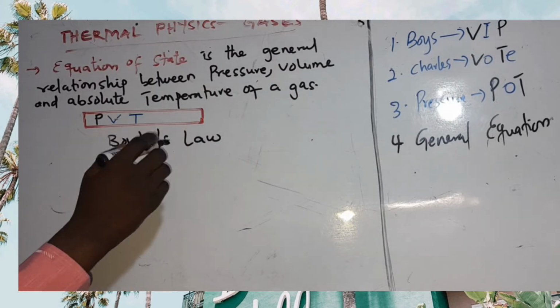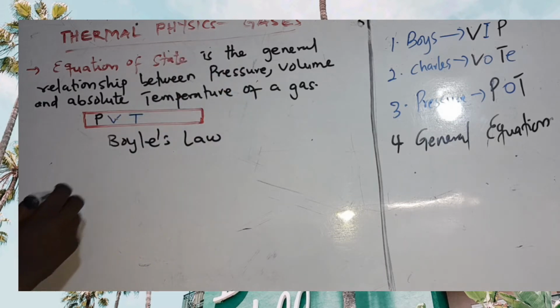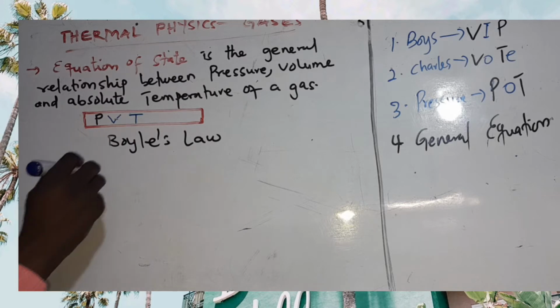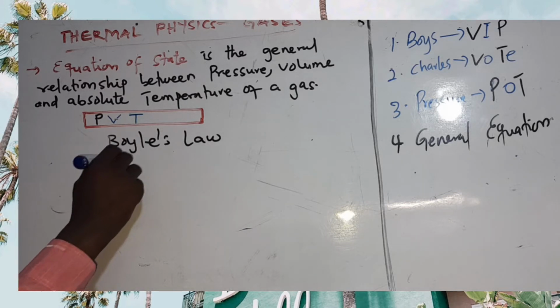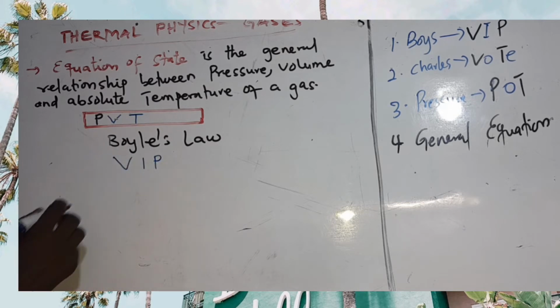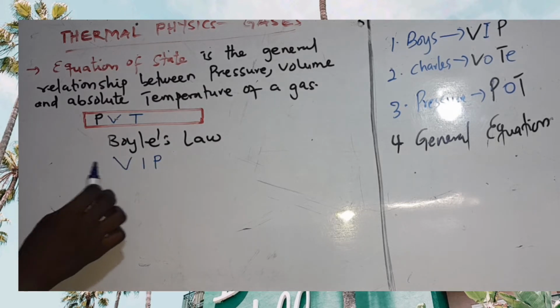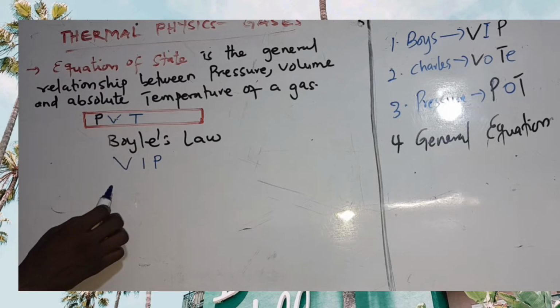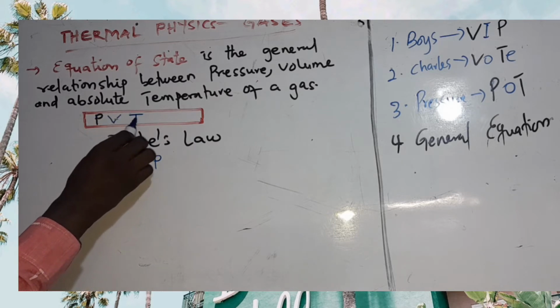How do I remember? Boys are VIP. So if they give you a question like this and you have to remember Boyle's law, remember boys are VIP. To be a boy, you are VIP. So VIP. Now, what does it mean? It means that at a fixed mass of gas, look at it, which among the three things do I need to bring here? It means the temperature. So temperature is constant.